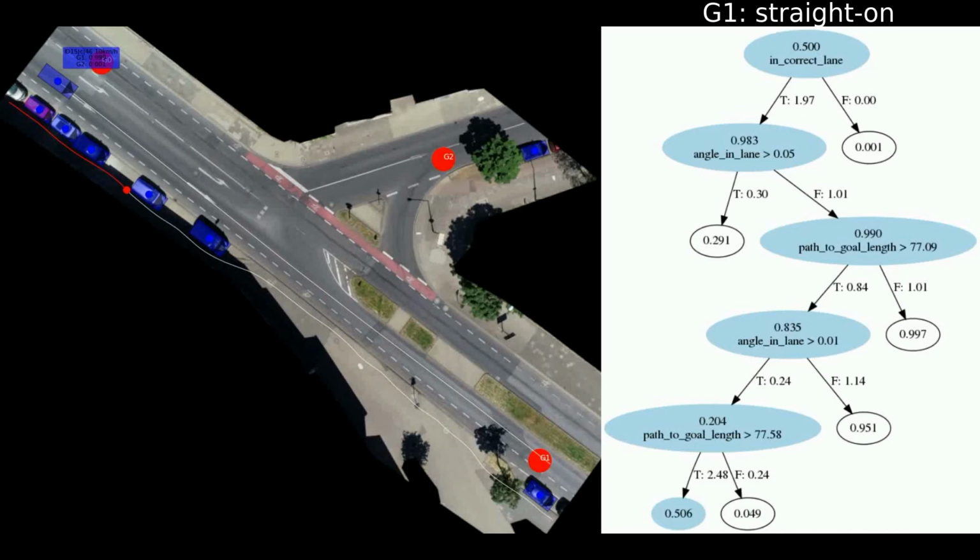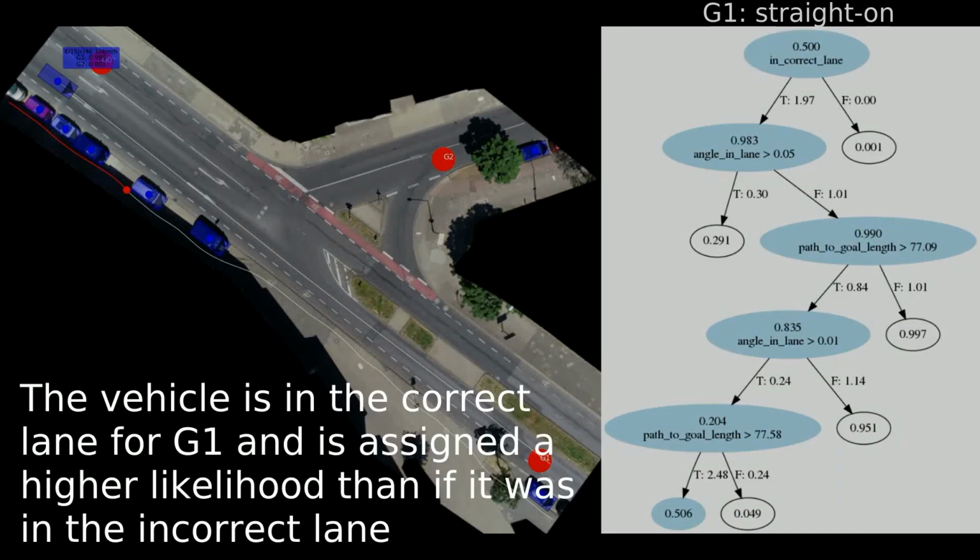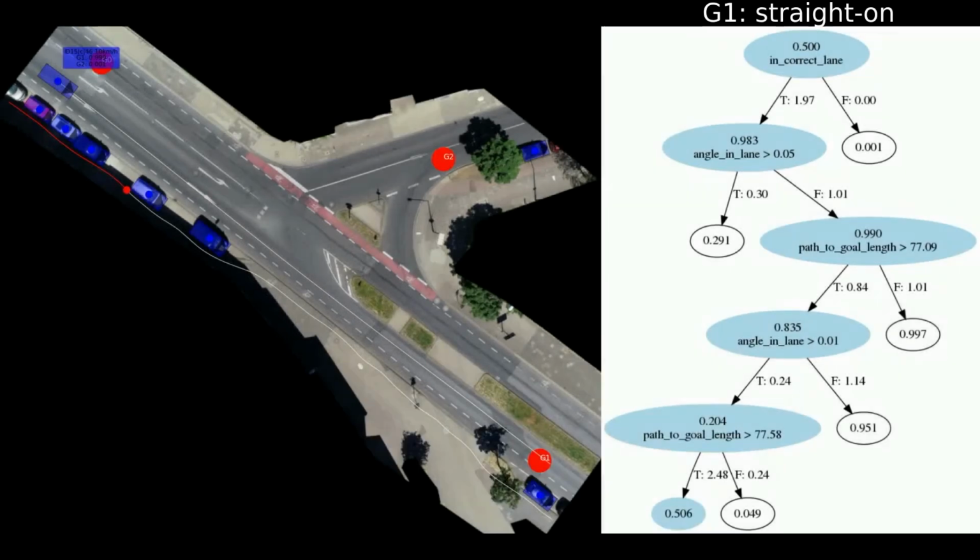Here is an example of a case where verification was successful. The vehicle coming in from the west is in the correct lane to head straight on and reach goal G1. This goal is assigned a likelihood greater than it would be if the vehicle was in the incorrect lane.